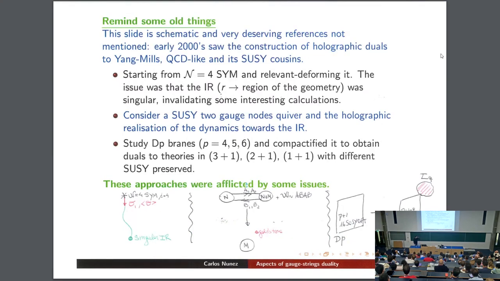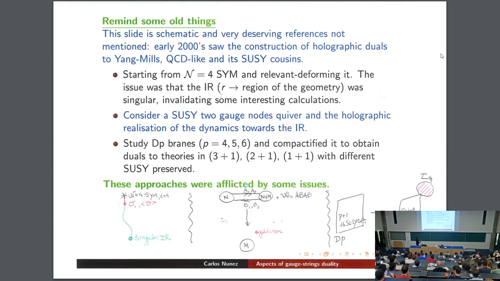Let me first start by reminding, and this is mostly for the young people in the audience, just very flashily, one transparency about things that were done 20 years ago. By the way, there are lots of interesting references here from people who have done very interesting work. I will mention none of them. There were different ways of constructing holographic duals to field theories like Yang-Mills or QCD-like theories and supersymmetric versions of them. One of the ideas was this one I'm trying to draw here, to start with N=4, deformed by a relevant operator, and ending in some flow.